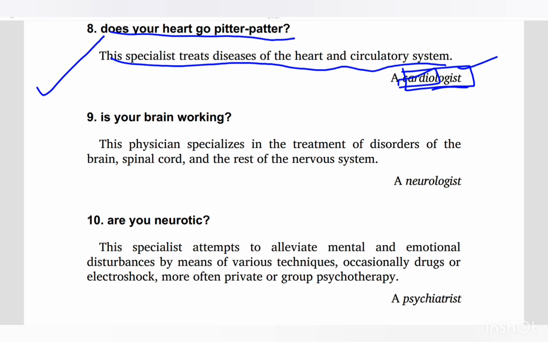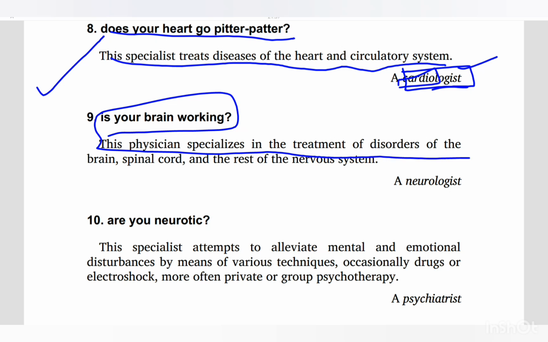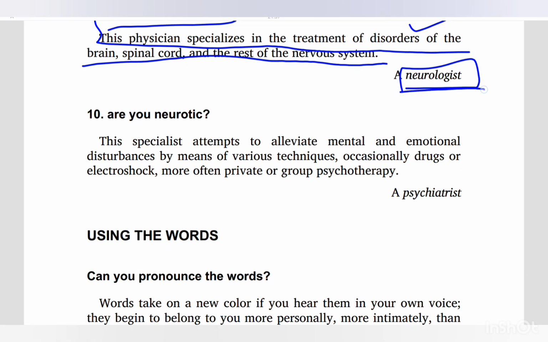Is your brain working? This physician specializes in the treatment of disorders of the brain, spinal cord, and the rest of the nervous system. Neurologist. A neurologist is one who treats disorders of the nervous system. Okay, you can understand by this. Neurologist. Next, we have psychiatrist. Don't get confused between these two words.